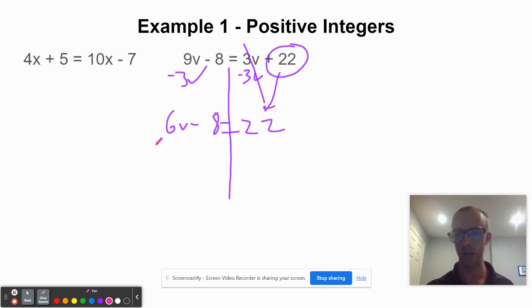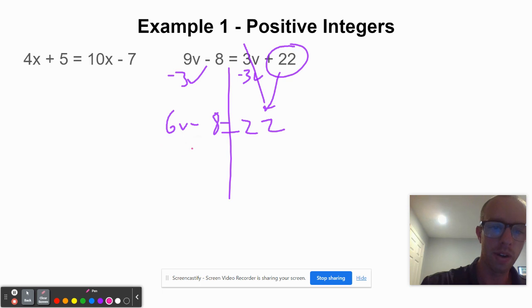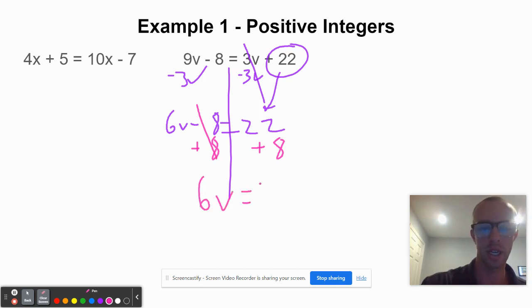Now it's a two-step equation. Hopefully you've mastered two-step equations by now. To get rid of a minus 8, you add 8 to each side. These cancel. I get 6v equals 22 plus 8 is 30.